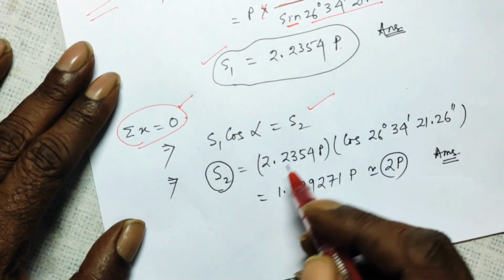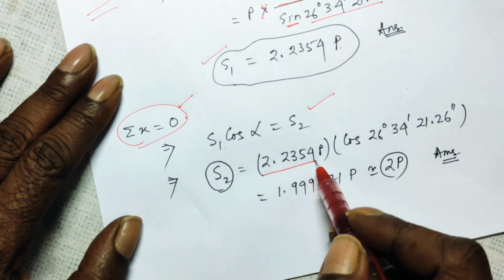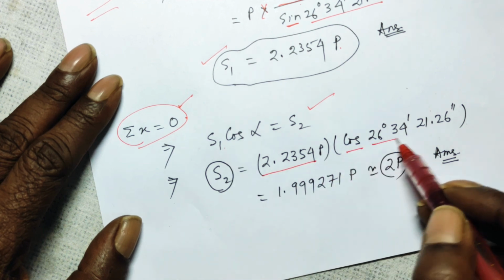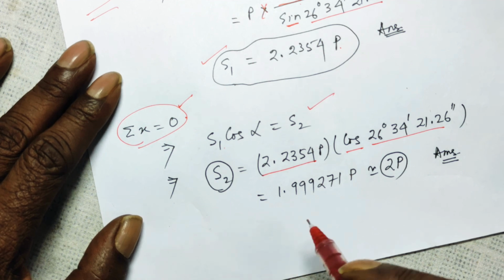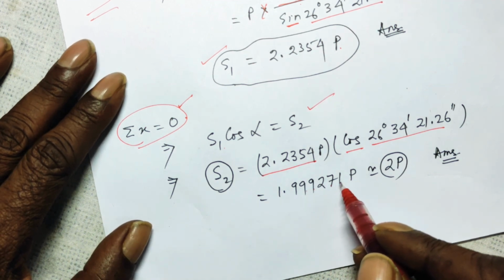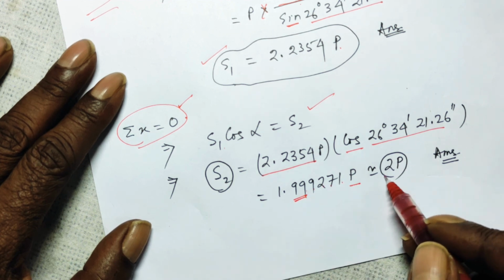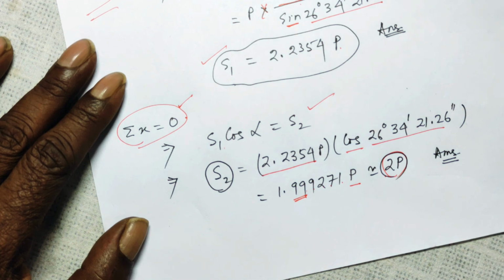So your S1 cos alpha is equal to S2. So your S2 is equal to, this is your S1 which I just calculated, times cos of alpha. Put it in a scientific calculator. This comes out to be 1.999271 times P. That is nearly, if you round off, 2 times the load P.